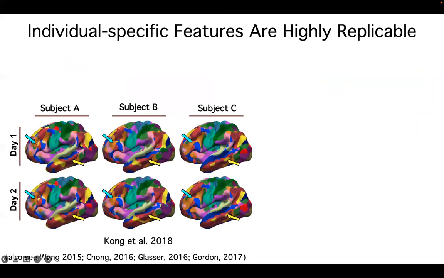Here are individual specific network level parcellations of 3 representative subjects. Each column corresponds to 1 subject, and the first row is day 1, the second row is day 2. The parcellations are estimated with functional MRI data from day 1 and day 2 separately. So we can see that there are fine-grained network features that are highly replicable across sessions.